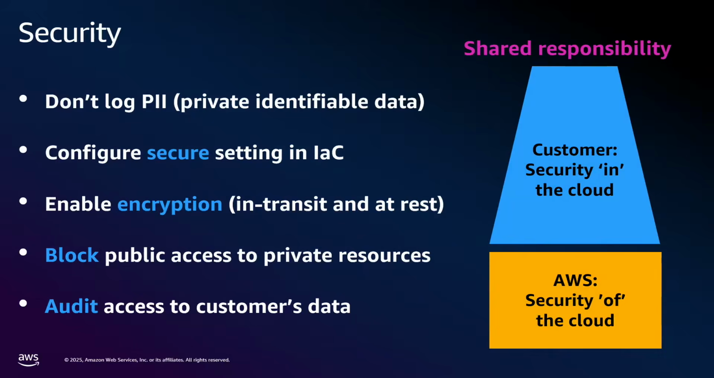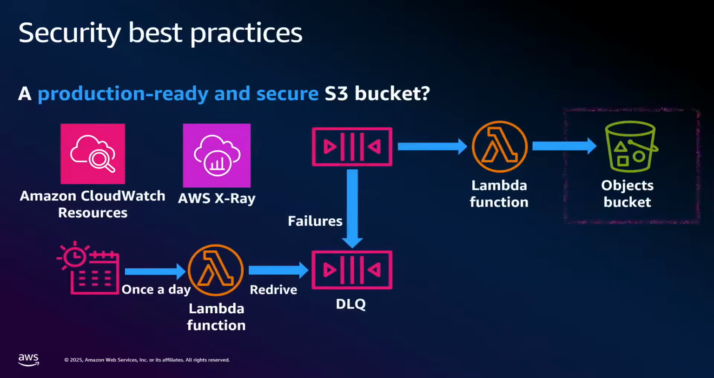There are 5 essential security practices for your serverless applications. First, never log PII, personally identifiable information. This is crucial. Second, configure your security settings through infrastructure as code. This ensures consistency and makes security auditable. Third, enable encryption both in transit and at rest. Fourth, make sure to block public access to private resources. This might seem obvious, but it's often overlooked. And finally, implement auditing for all access to customer data. You need to know who accessed what and when.